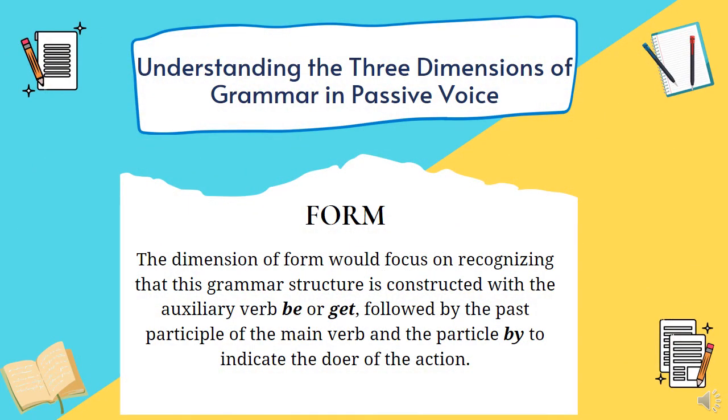Now, to understand more about the three-dimensional grammar framework, let us use passive voice as an example. Let's start with the form. The dimension of form is associated with the way in which a grammar structure is built and organized within a text or discourse. In terms of passive voice, the dimension of form would focus on recognizing that this grammar structure is constructed with the auxiliary verb be or get, followed by the past participle of the main verb and the preposition by to indicate the doer of the action.